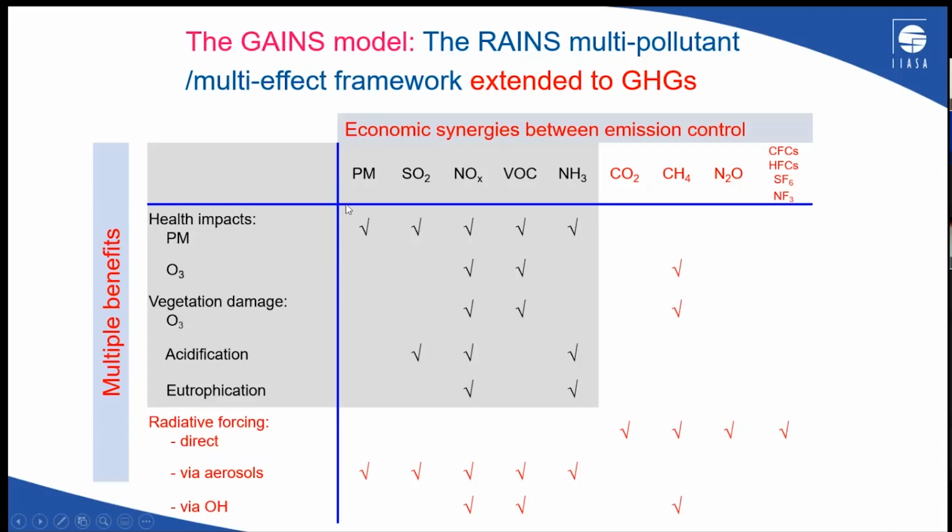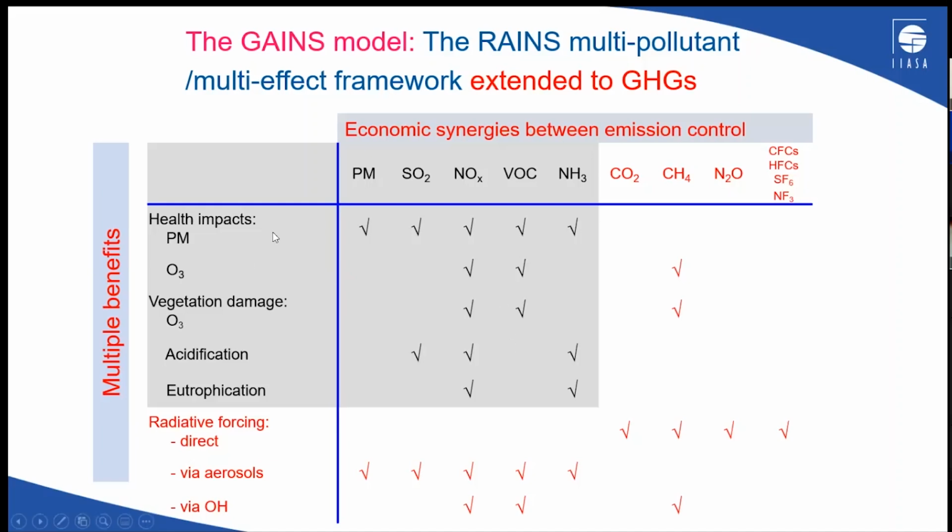Then the RAINS model was extended to GAINS, adding greenhouse gases, the six Kyoto gases. Later we have also added NF3. NF3 does not have global coverage at this moment, but it is available for Annex 1 countries. It will take another two to three years to implement at the global level. So just see that there is a multi-pollutant and multi-effect framework.